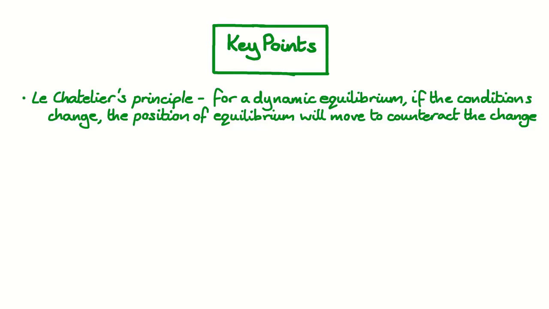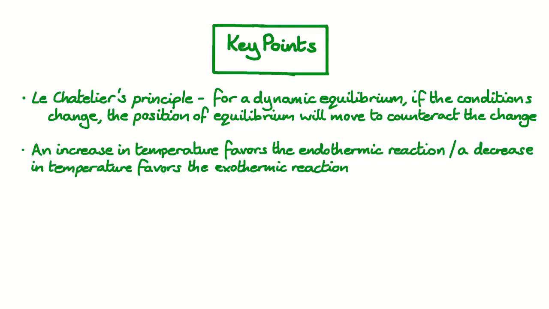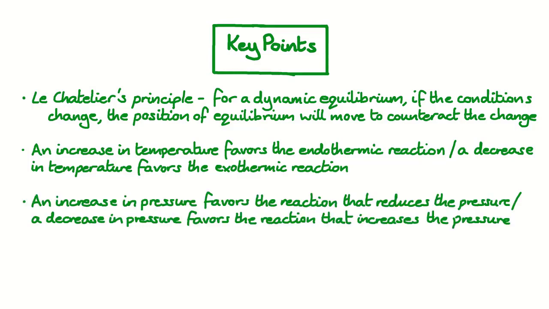Now that we've done a little bit of practice, let's have a look at the key learning points. Firstly, Le Chatelier's principle is that for a dynamic equilibrium, if the conditions change, the position of equilibrium will move to counteract the change. An increase in temperature favours the endothermic reaction. A decrease in temperature favours the exothermic reaction.